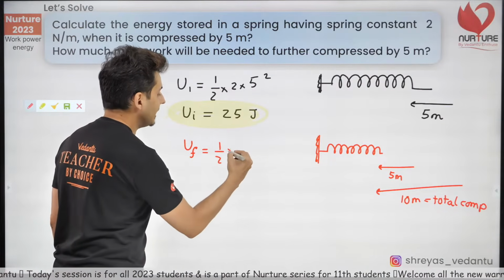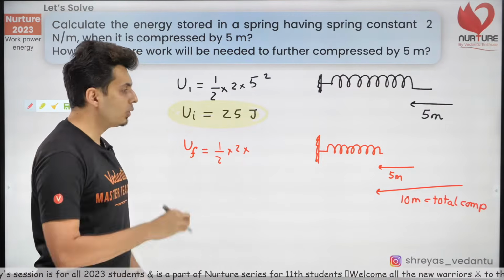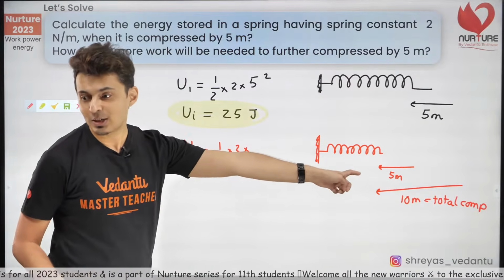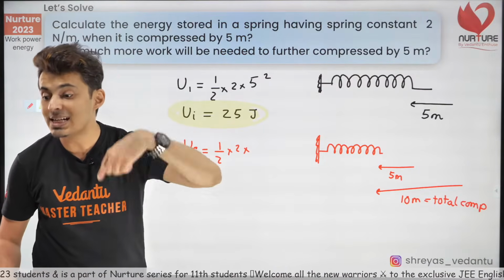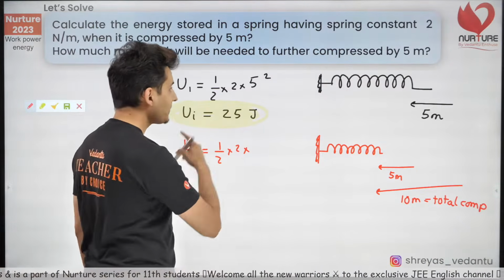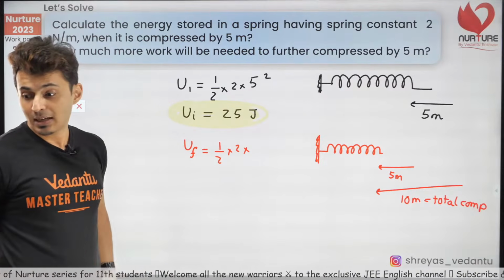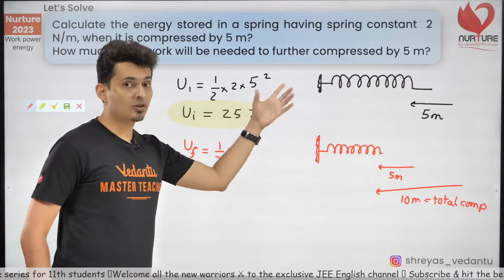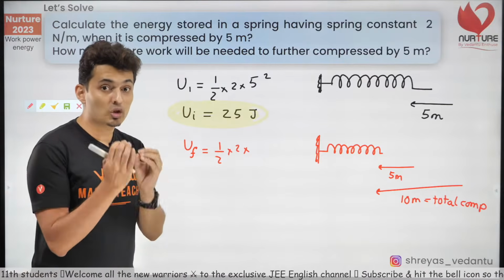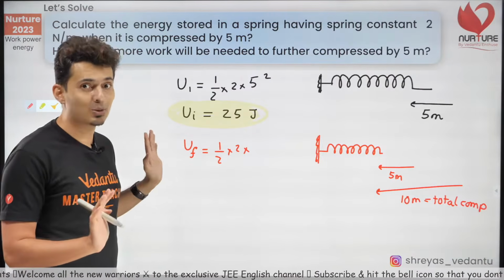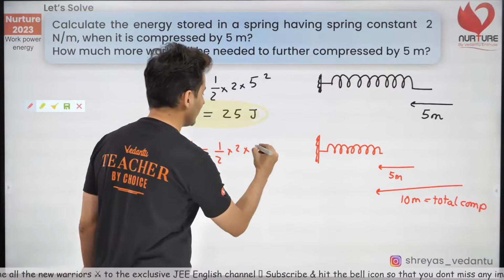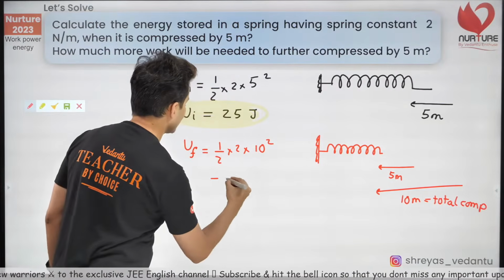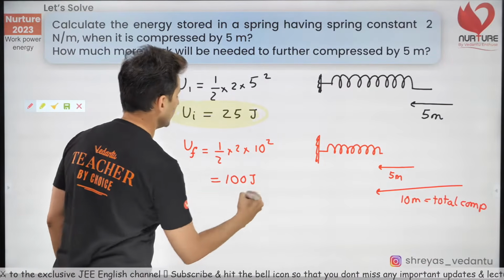be half into K. Do not put 5. It will not be 5, it will be 10. Be careful. It will not be minus 25. It's the stored energy. 25 joules is stored. So it is plus 25 joules only. Be careful. So this will be 10 square, which is nothing but 100 joules.